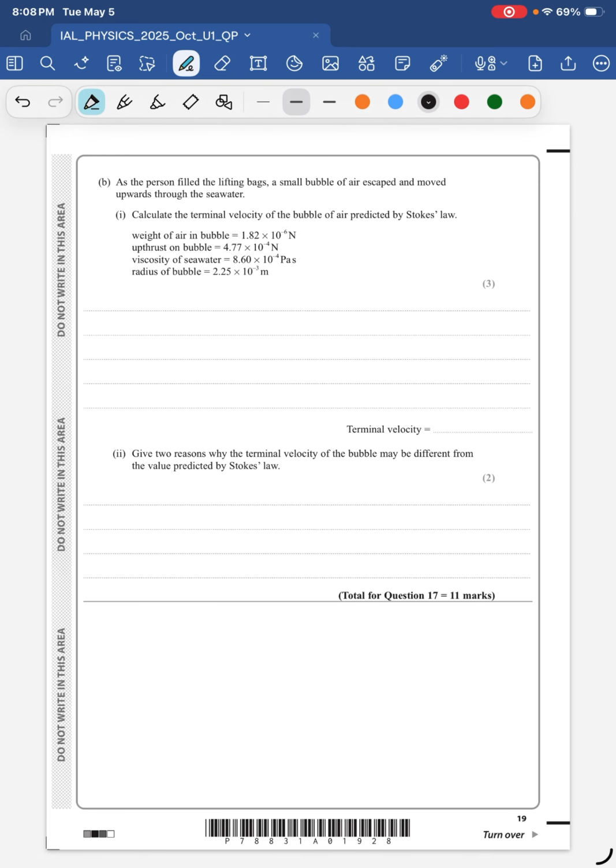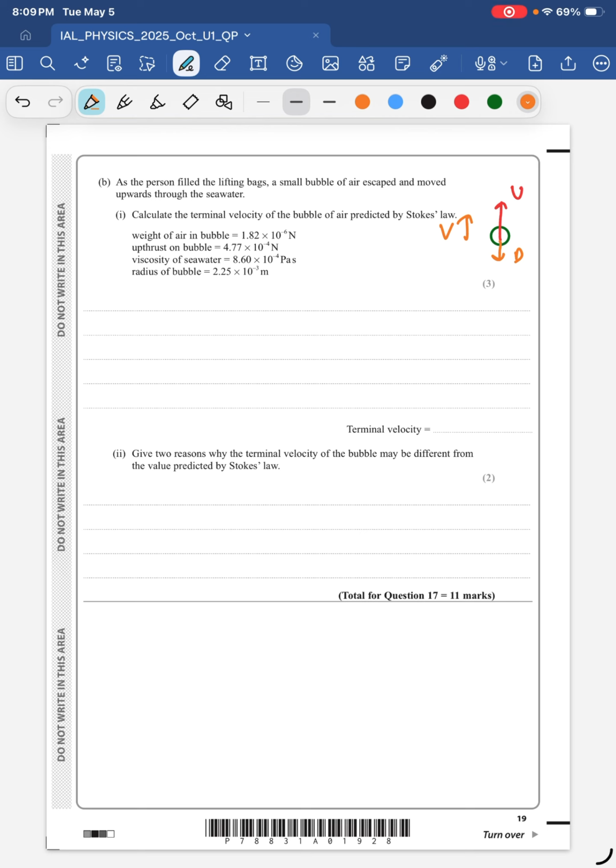As the person filled the lifting bags, a small bubble of air escaped and moved upwards through the seawater. Calculate the terminal velocity of the bubble of air predicted by Stokes' law. So this is a little bit tricky. So this is the bubble, I guess, and it moves up. So the upthrust is obviously up, but the drag force is in the opposite direction. Don't forget that. The object is moving up, so the velocity is up, so the drag is in the opposite direction.